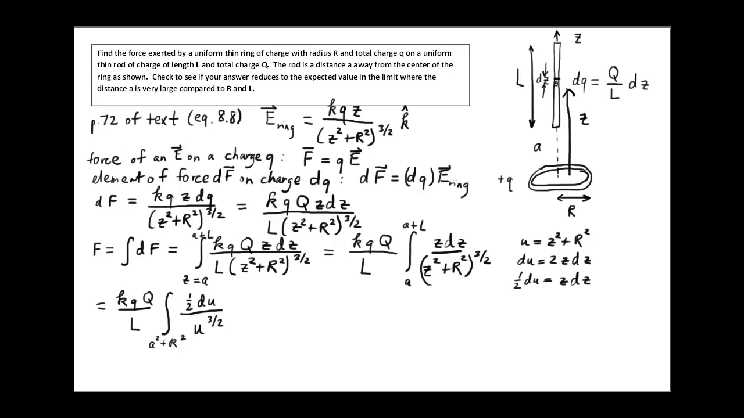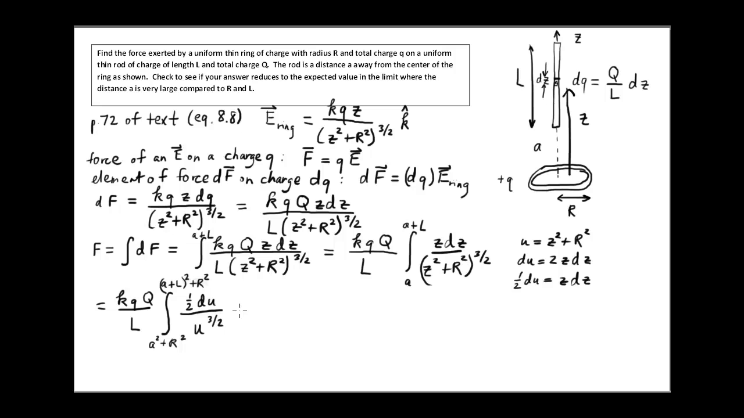with room here, so let me erase something to give myself a little more room up here. Good. So now I can put in the upper limit, which is going to be a squared plus l squared plus r squared, right? Because if z, whoops, nope, I made a mistake there. Let me fix that. Bad mistake. That would have really derailed me. u is equal to z squared plus r squared. We want to let z be a plus l. And so what we have then is a plus l quantity squared plus r squared. That becomes the upper limit.